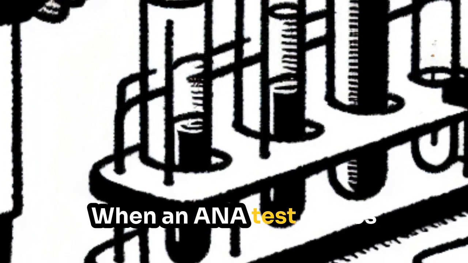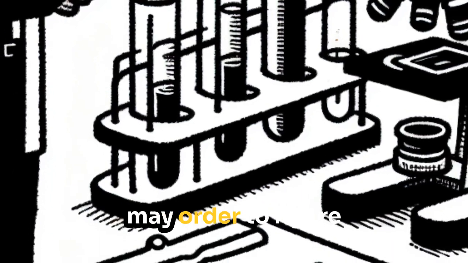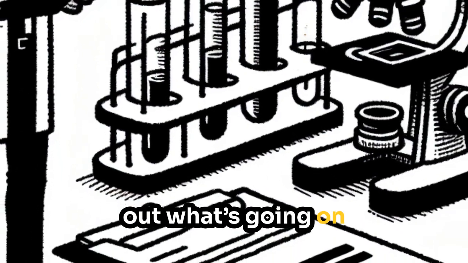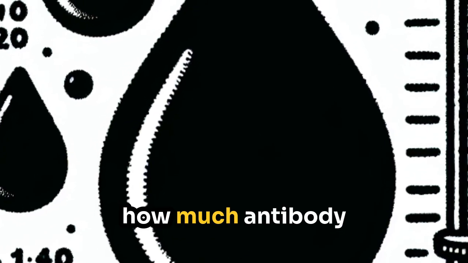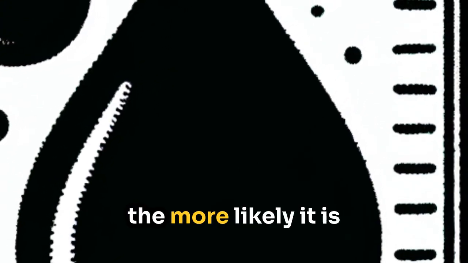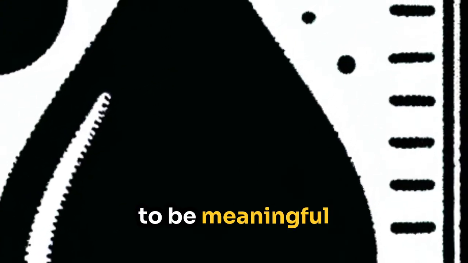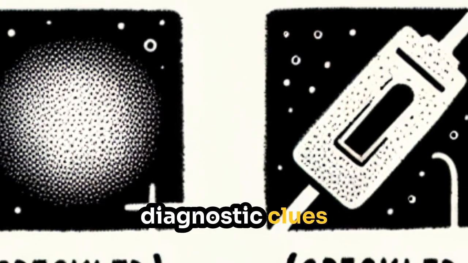When an ANA test comes back positive, the next step is to dig deeper. Here are the series of tests your doctor may order to figure out what's going on. First, we look at the titer. That tells us how much antibody is in your blood. The higher the number, like 160 or above, the more likely it is to be meaningful. We also examine the pattern, which can give important diagnostic clues.